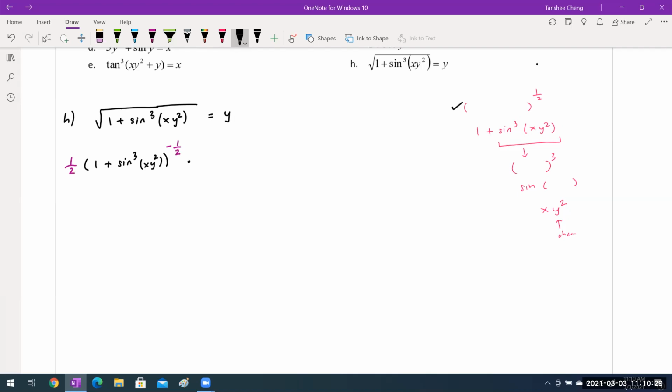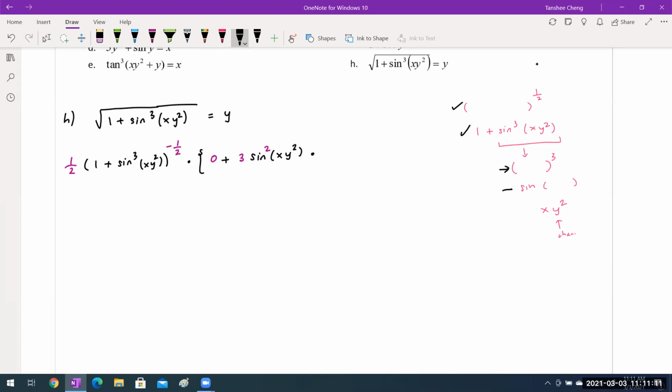Now times with, we're going to take the derivative of the inside function, right? So for this part, the derivative of 1 is 0. And then plus, now we're going to take the derivative of the second term, which is the power function first. So you bring down the 3, and then sine of xy squared, because the inner function stays the same, and subtract 1 from the power, which will be 2. Times with, because I'm not using the chain rule now, I'm done with this part.